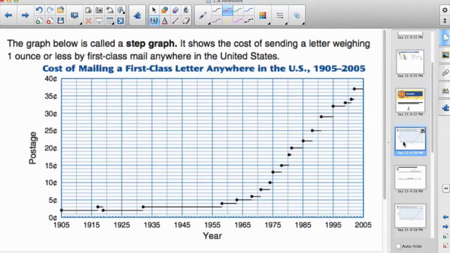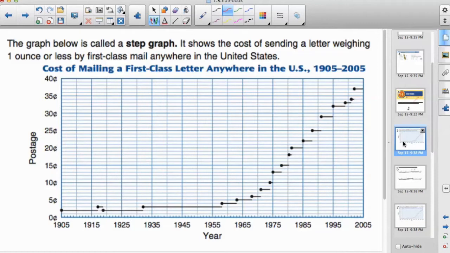Let's go ahead and take a look at a step graph. It says the graph below is called a step graph. It shows the cost of sending a letter weighing 1 ounce or less by first-class mail anywhere in the United States. And you guys might be very familiar with 1 ounce. 1 ounce really just weighs about the size of one jumbo-sized paper clip.